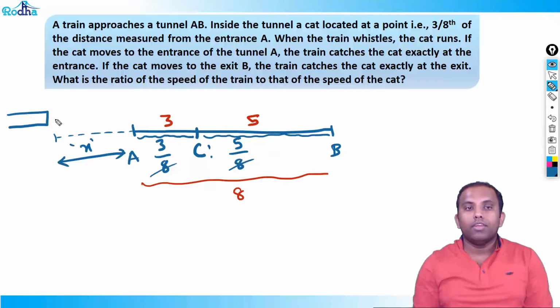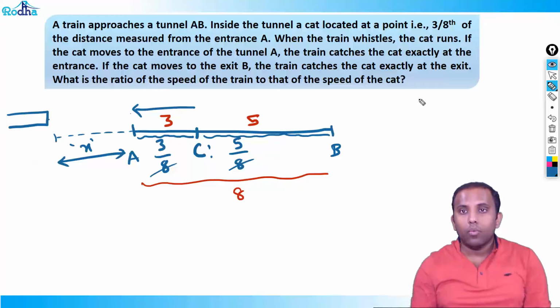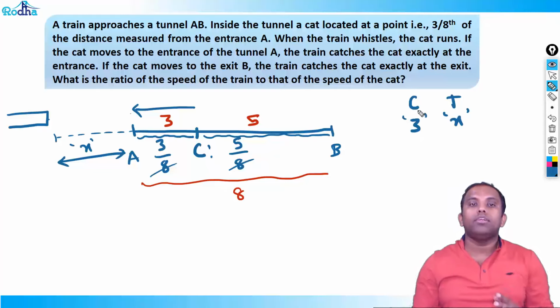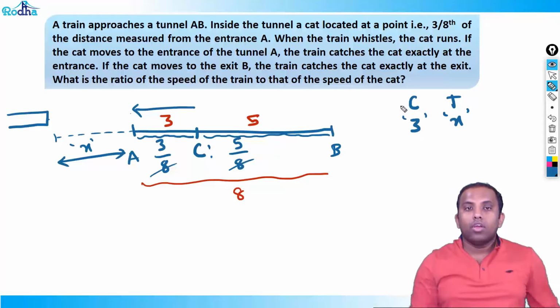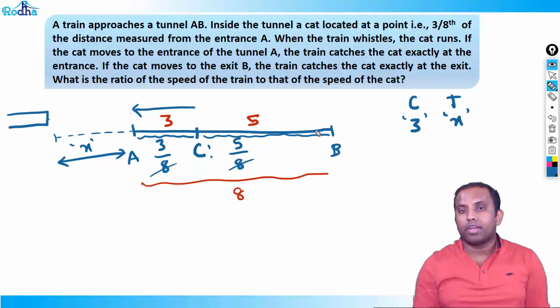So now, when the train whistles, if the cat runs towards entrance A, it will meet the train at A. That means in the time in which the cat runs 3 units, the train runs x units. Understand this point: when the cat runs 3 units, the train runs x. Now, for the exit side, if the cat runs towards point B, again it will exactly meet the train there, and the cat and train will be at the same position.